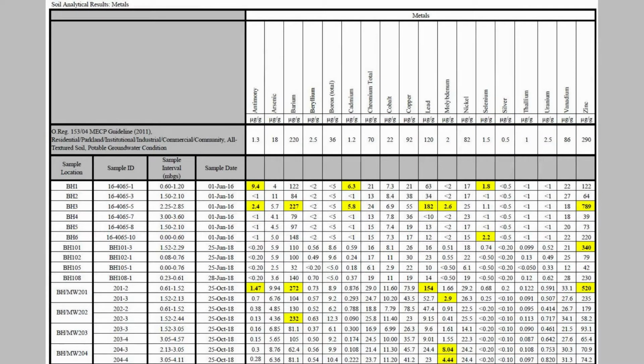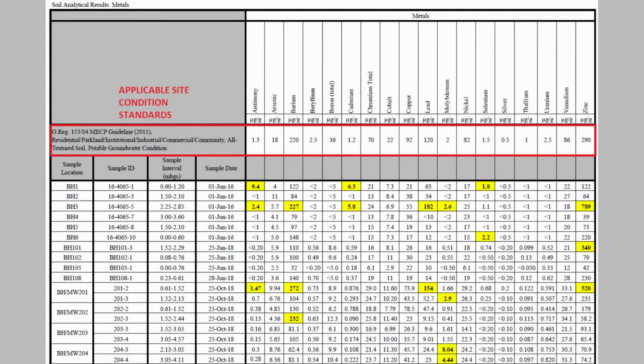You've finally completed your Phase II ESA. So what are your next steps? Well, now that the lab results are in, the qualified person in charge of your Phase II ESA can notify you of the environmental condition of your property. The qualified person will compare the lab results to what they deem to be your applicable site condition standards to see if you're in compliance with the regulator's criteria.